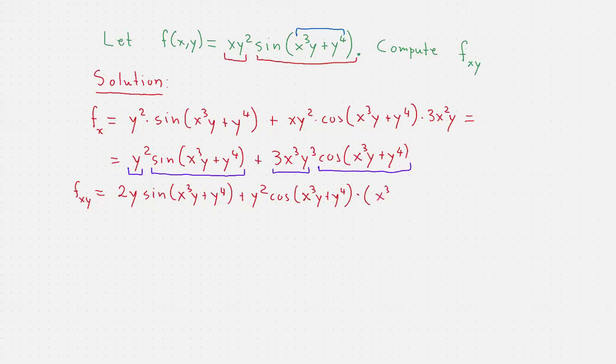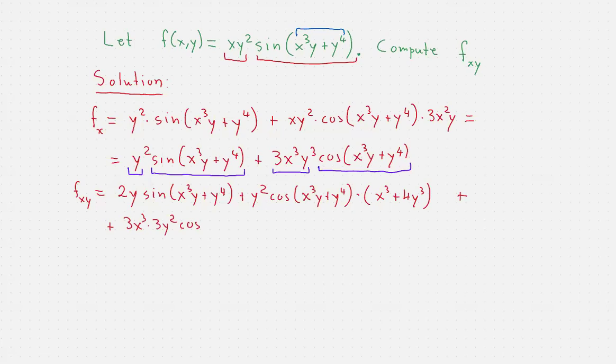Okay? And then we will have plus. Let's put the plus indicating that we're continuing on the next line. And we want to take the derivative of 3x cubed y cubed. So that will be 3x cubed, treat this as a constant, times 3y squared, times cosine of x cubed y plus y to the fourth.